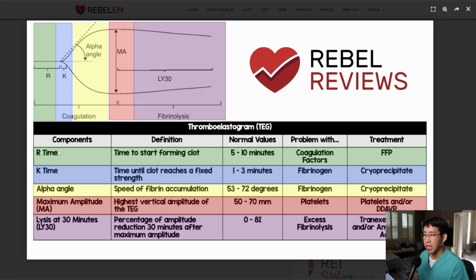But if you have a prolonged R time, then you treat with FFP. Prolonged K time and alpha angle, we treat with cryoprecipitate. An increased maximum amplitude is telling you that there's a platelet dysfunction. And then if the LY30 is high, then you're going to use tranexamic acid or aminocaproic acid. And this is not necessarily for DIC in general, but more so patients with coagulopathies in general when you're trying to find the specific part of their coagulation that is not working.